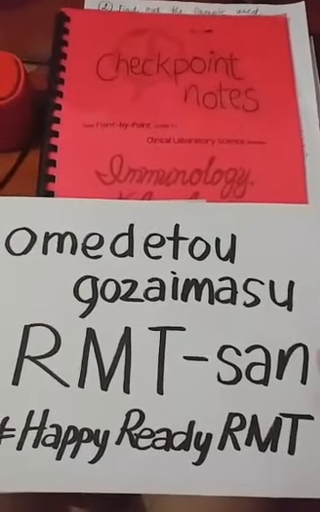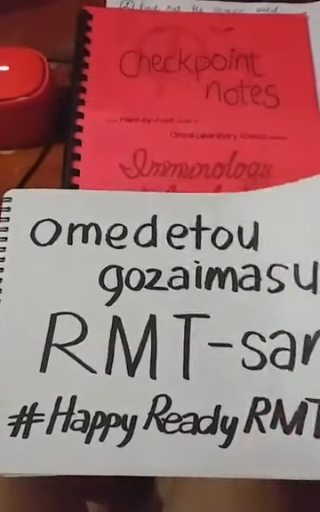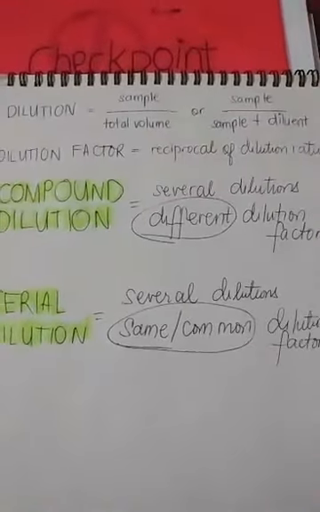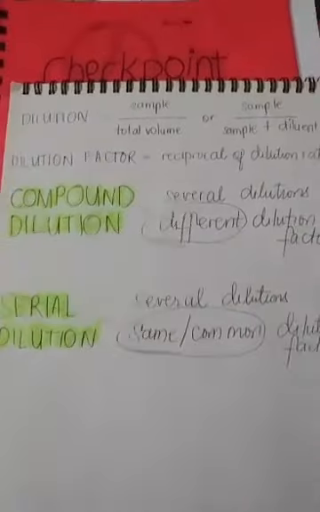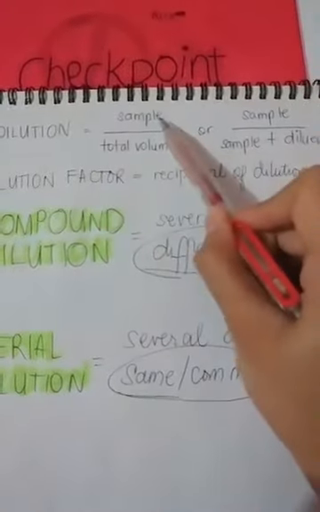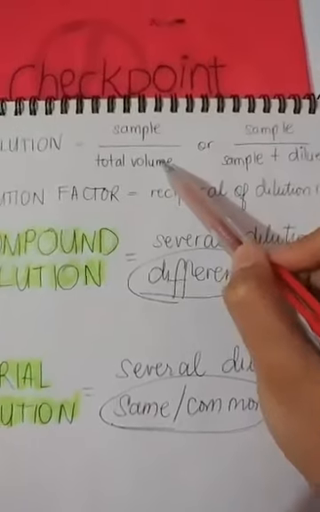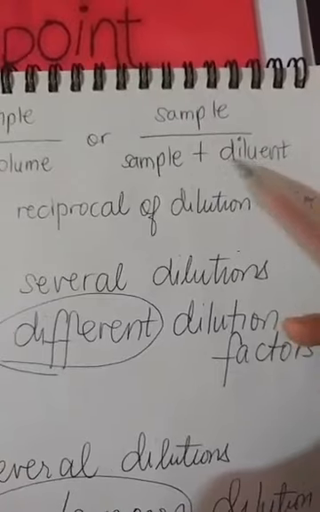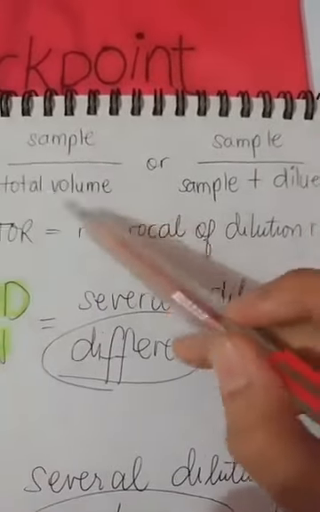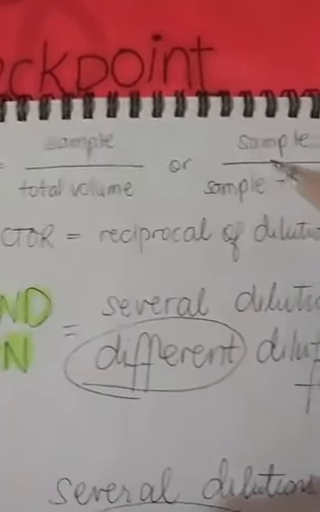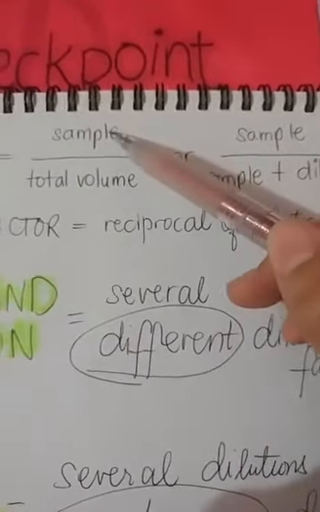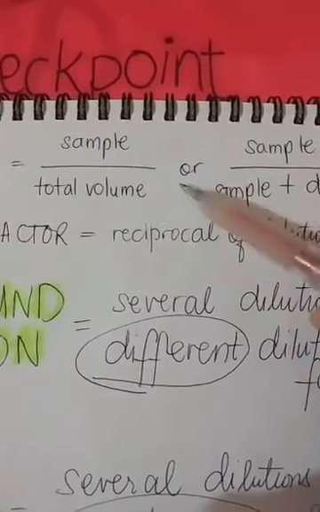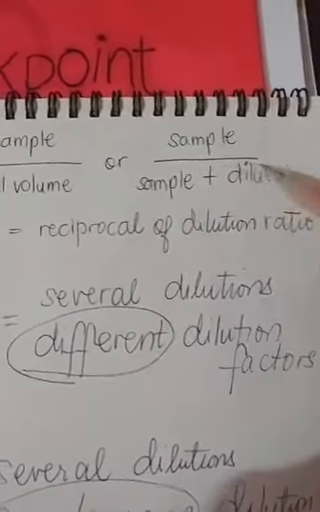Okay, so this is dilution part 2 at ang i-discuss ko for tonight will be the other types of dilution. Okay, as a review, sabi natin ang dilution ay kinocompute natin by the formula dilution is equal to sample over the total volume. At ang composition ng total volume ay sample plus diluent. Okay, so pinagsama ang sample and diluent para magkaroon ka ng total volume of whatever. Okay, so dalawa ang ating formula na pwedeng gamitin to compute our dilution. Again, that will be sample over total volume or sample over sample plus diluent.